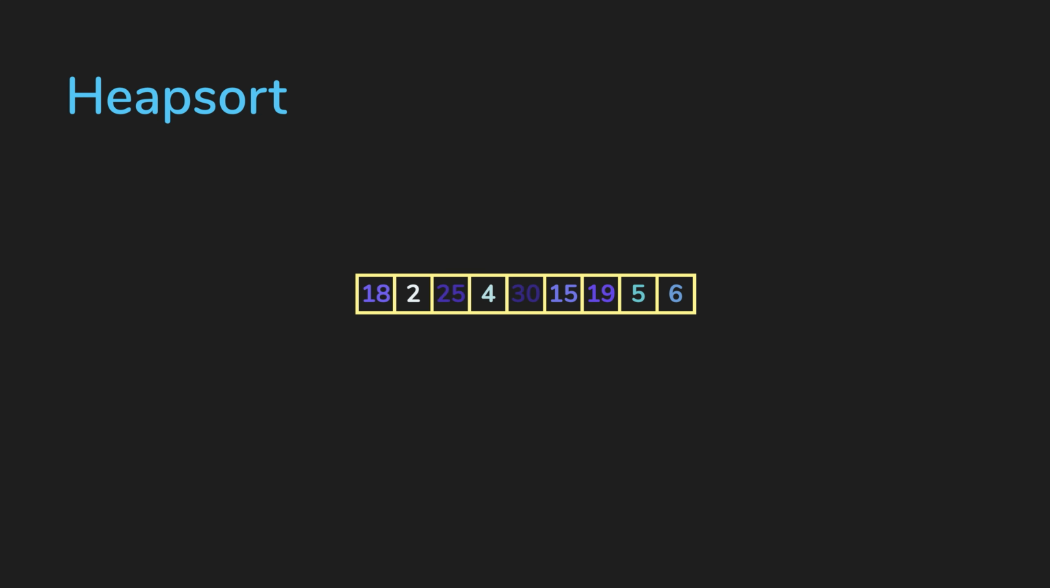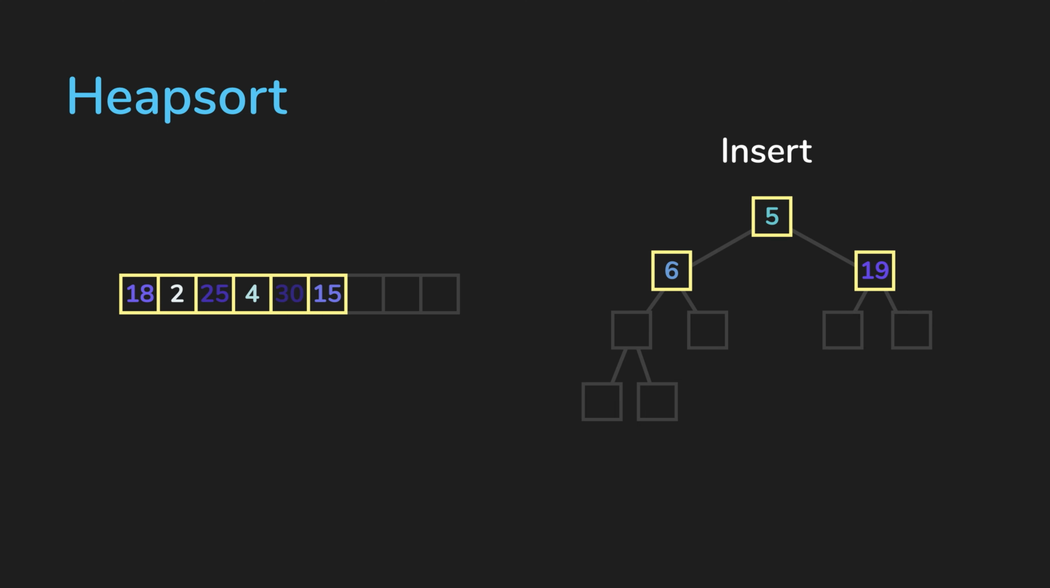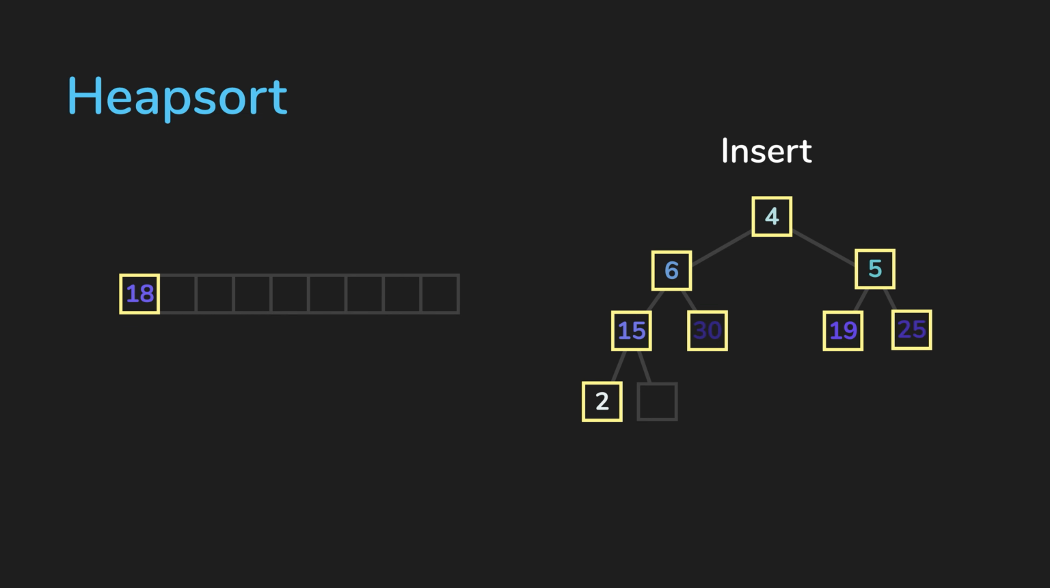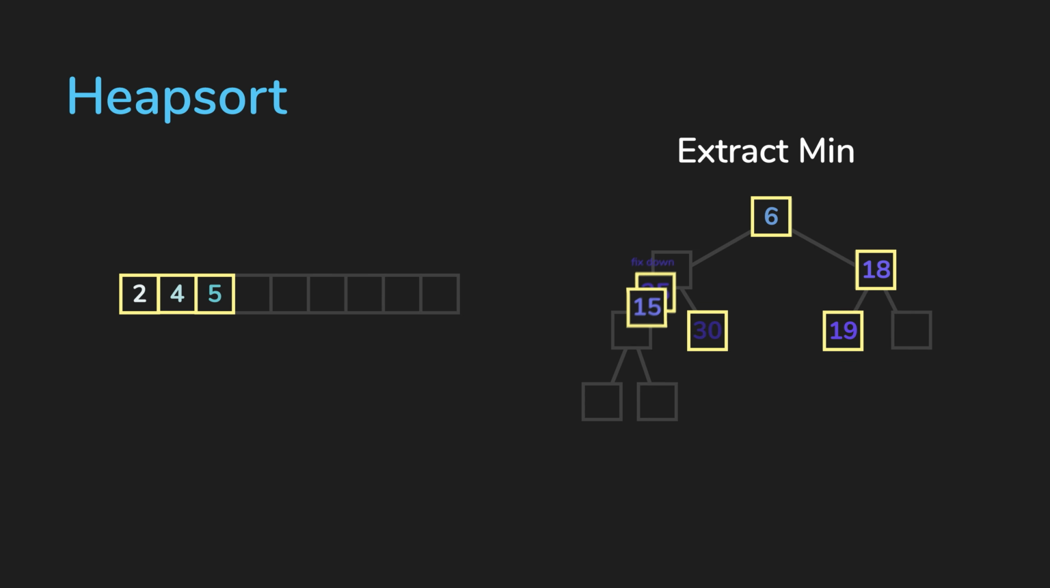Let's say you have an array A to sort. You first initialize your empty min heap H, then all you have to do is insert every element from your array into your heap. Your heap will automatically have the root as the minimum value. All you have to do now is keep extracting the min from your heap and writing it to your array until there are no more elements in your heap.